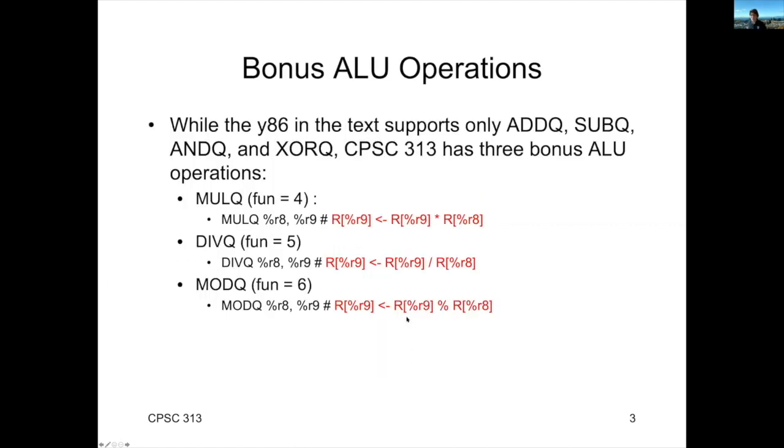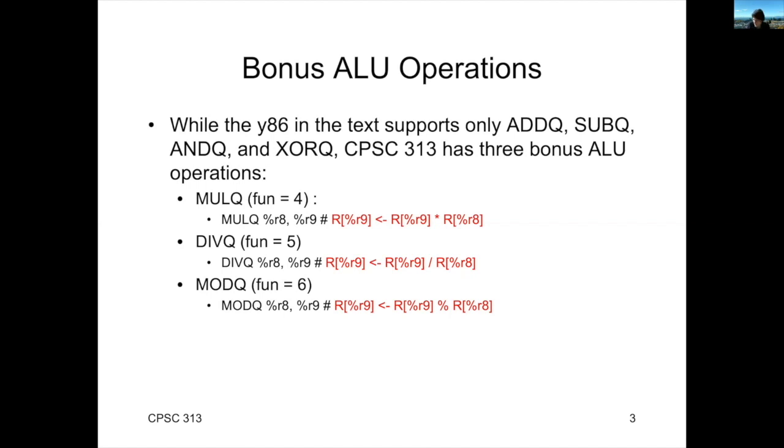Now, turns out that the 313 version of our simulator has some bonus instructions. So function 4 is going to allow you to multiply, 5 is division, and 6 is modulo. Like subtraction, the order of the operands for division and modulo really matters, right? So if you say div q R8, R9, what that says is you take R9, you divide it by R8, and you put the result into R9.